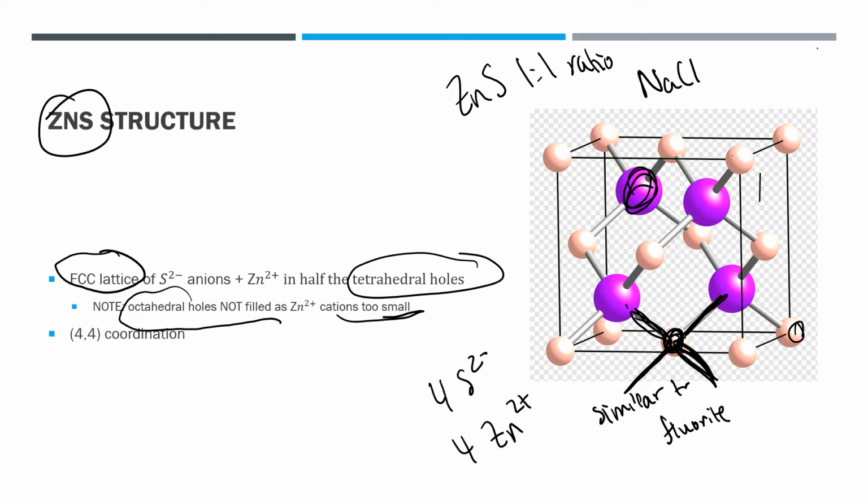So for coordination number, it's not really important to memorize these, but it is important to be able to look at a structure and figure it out. Essentially, all you're doing is looking at how many nearest neighbors there are, and the nearest neighbors are going to be the other ion. So for example, if I'm looking at a sulfur anion, the nearest neighbor I'm looking for is going to be a zinc cation, right? So that's how I find the coordination number.